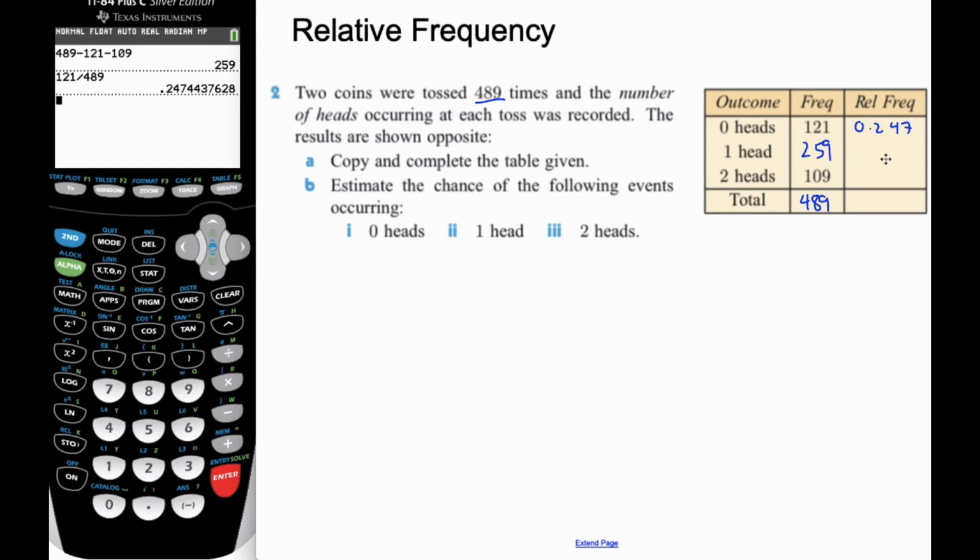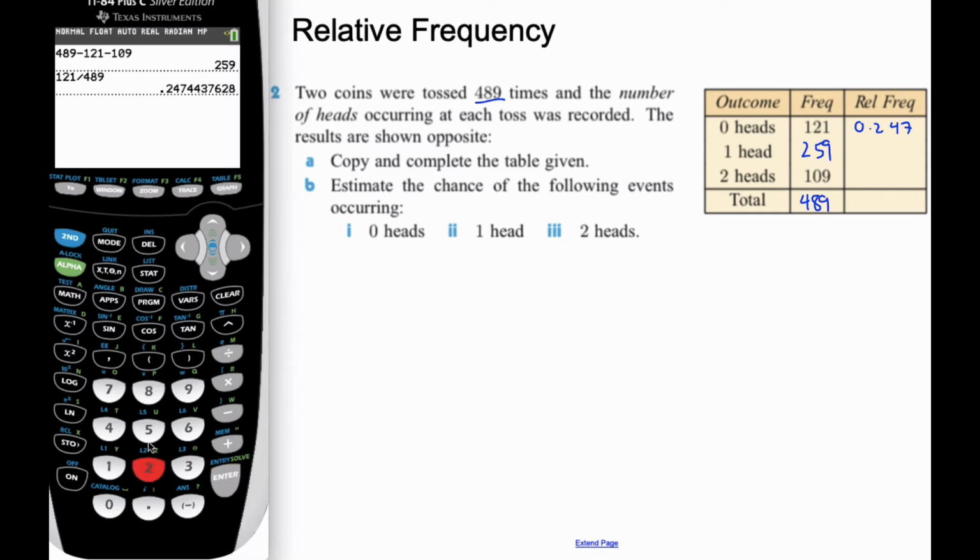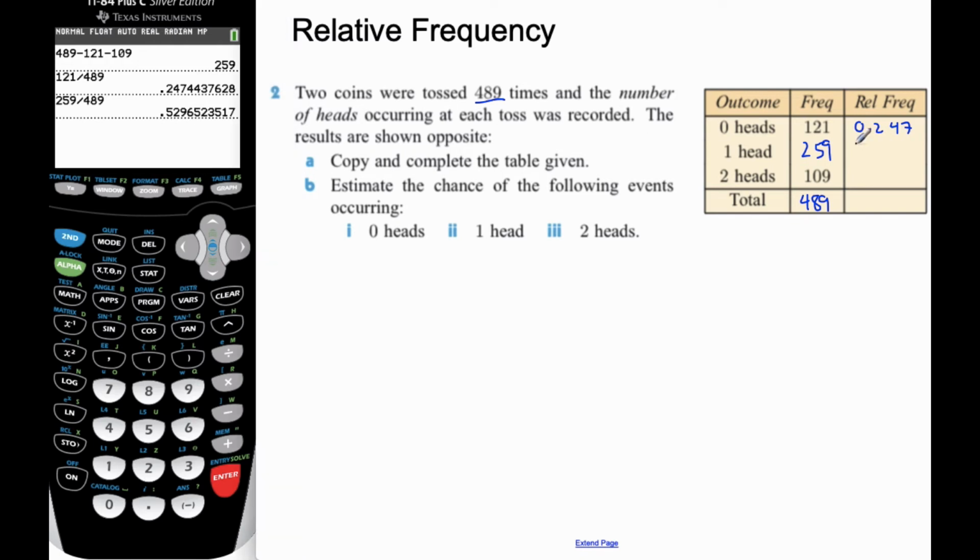And I do the same thing for the other one. So I'm going to go 259 divided by 489. And again, if I round this, it's going to be 530 because the 6 rounded up. So 0.530 to three significant figures.